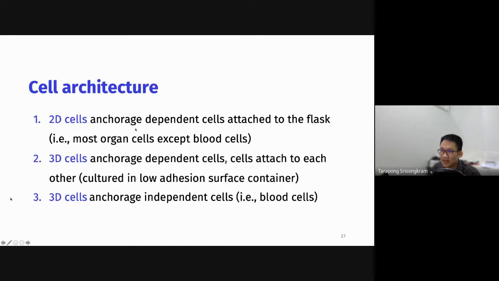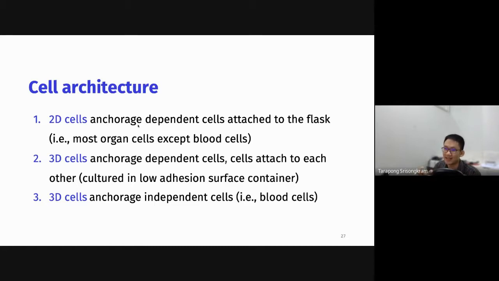And what I mean by anchorage dependent cells is that most organ cells, except the blood cells, need an anchorage or a surface to attach. Otherwise, they will die if those cells are not attached to some surface. For example, let's imagine the liver cells or the brain cells need to attach to each other, right? In our body, the cells attach to each other to form a tissue or an organ.